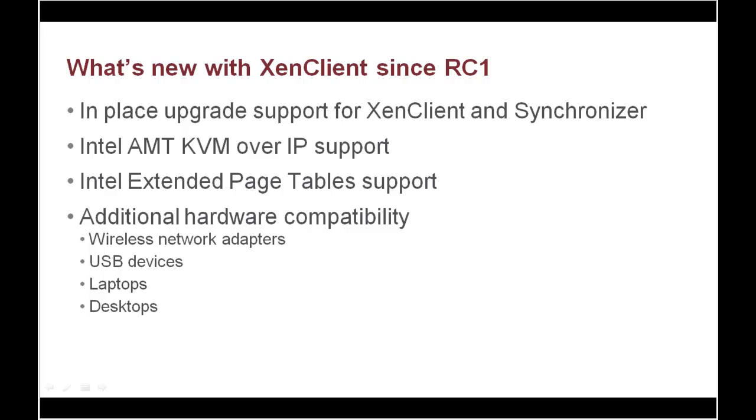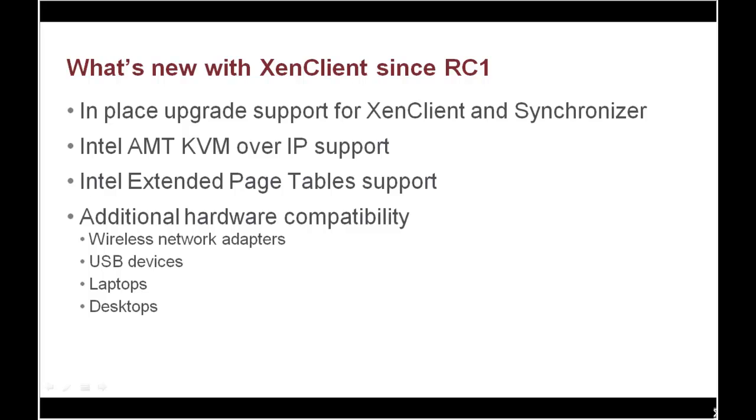And then we spent a lot of time on additional hardware compatibility. So added support for a bunch of different wireless network adapters. As I mentioned, a lot of support around USB devices. We've also added additional laptops and desktops. And the best place to look for this information is on the XenClient site on Citrix.com. You can see our hardware compatibility list, and you can see the latest laptops and desktops that we support.